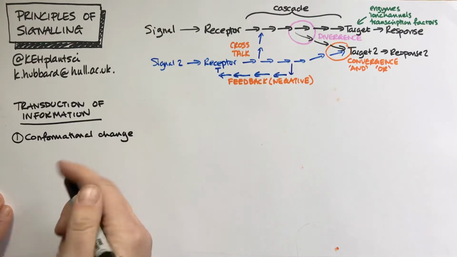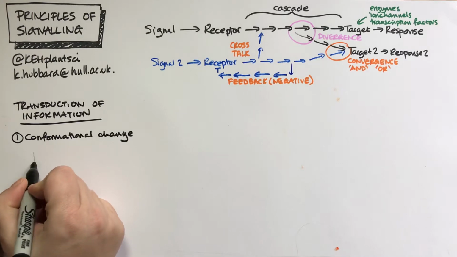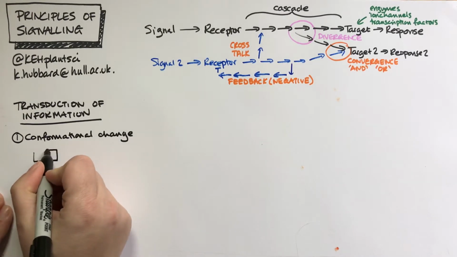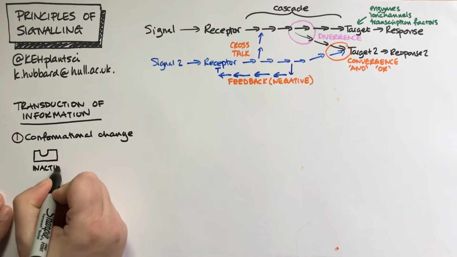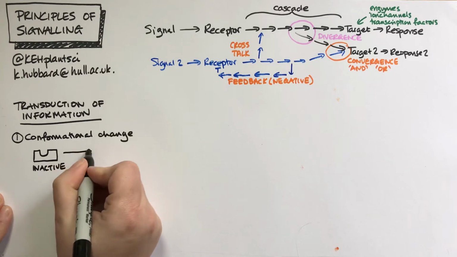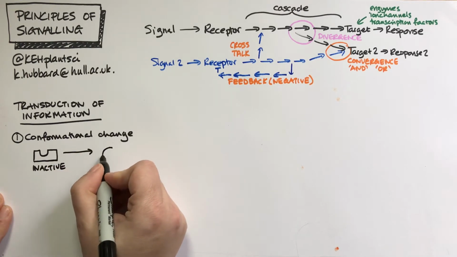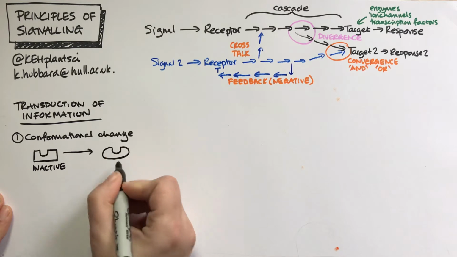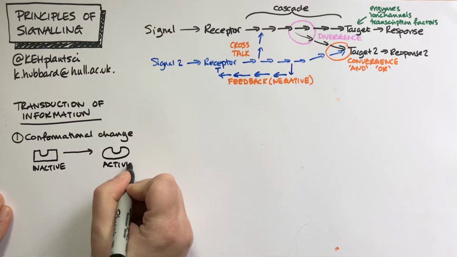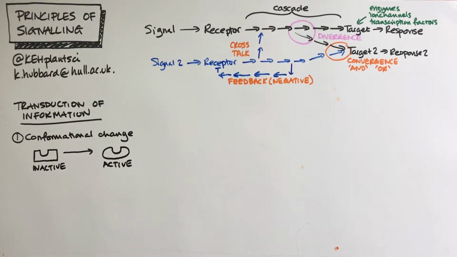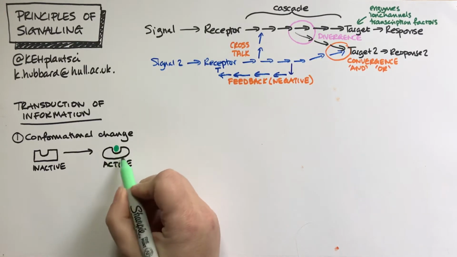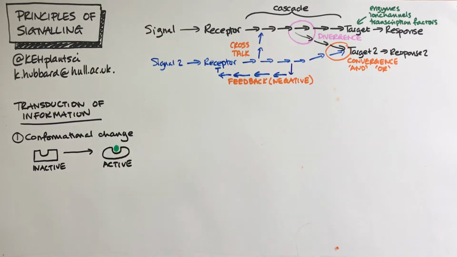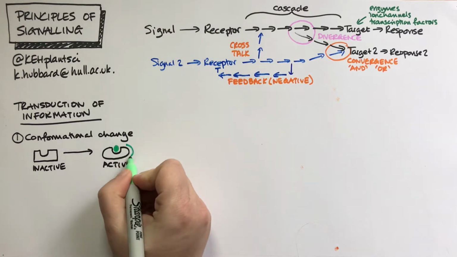So this is all about shape changes. Let's say we've got a receptor that has this sort of shape, so that will be in the inactive form. When that receptor binds its ligand, binds the signal, it changes its shape. So the whole of the rest of the protein has changed, or it might be just a bit of the protein, but the protein has changed its shape. And as a result of that shape change, it can now bind to something new.